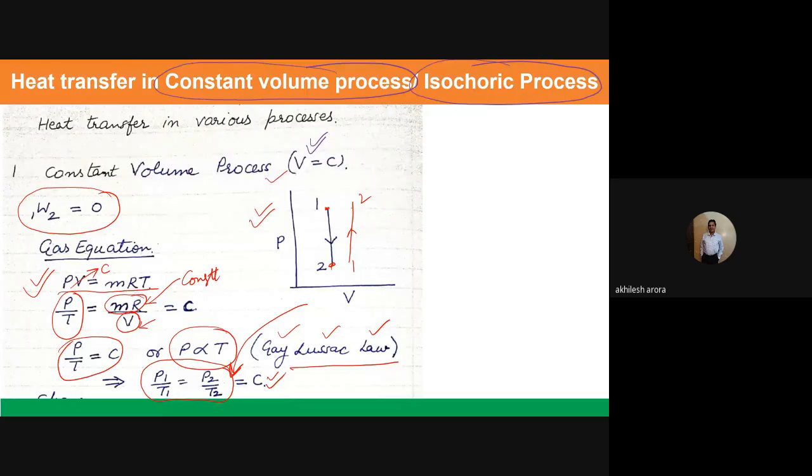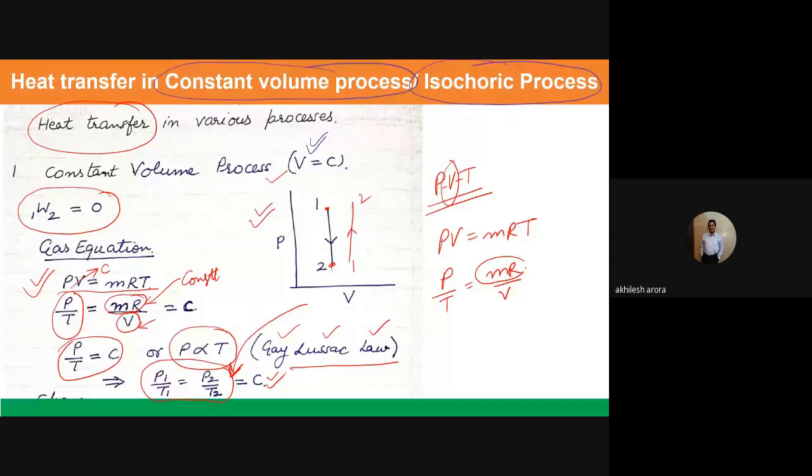I am interested in calculating the heat transfer of this constant volume process. So I am giving you the whole information about the work transfer, internal energy, and the PVT relationship. What is the relationship between pressure, volume, and temperature in case of a constant volume process? The volume being constant, if I apply PV is equal to MRT, I can write P by T is equal to MR by V.